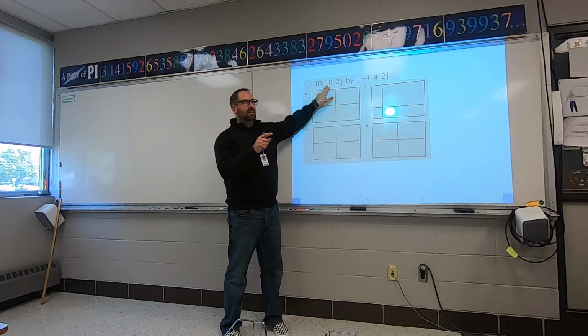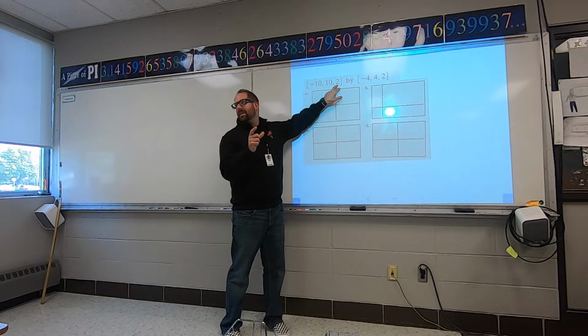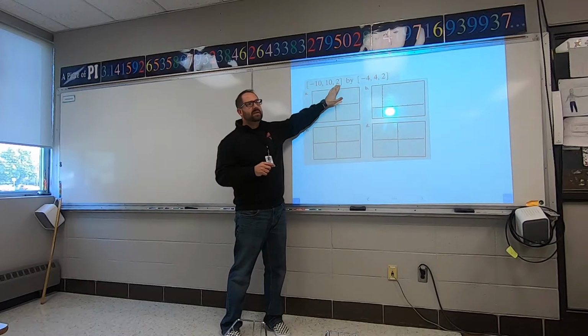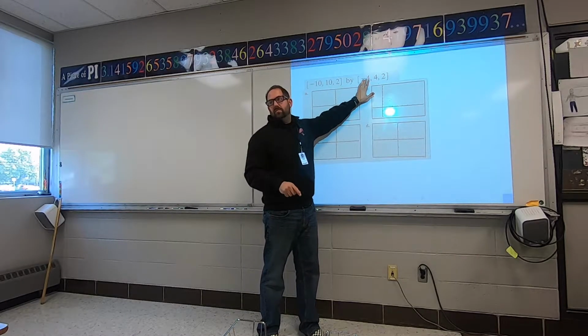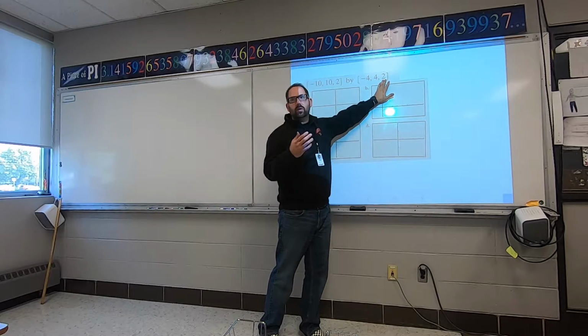Y-axis? Nope. Oh wait. Positive side of the x-axis. And what does the 2 mean after it? Space in between them. Okay, so this is minimum x, max x, and the spacing between every hash mark. This would be your y numbers: minimum y, maximum y, the spacing in between them. Okay, that's what those numbers mean.